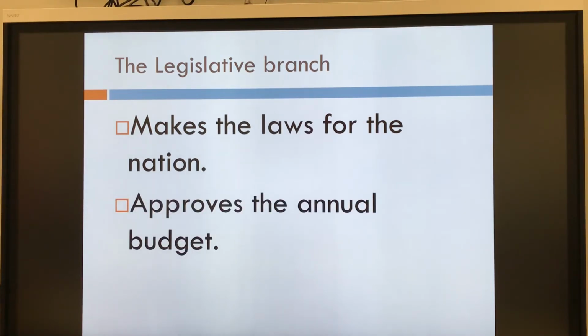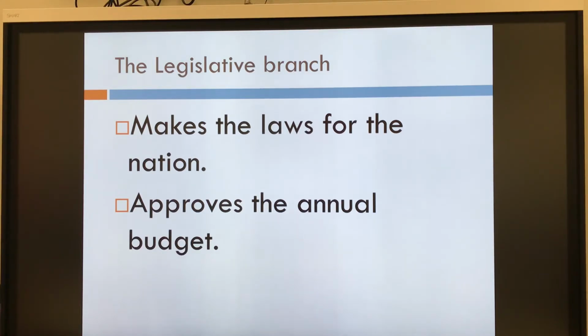The next thing the legislative branch does is they approve the annual budget. The budget of America is the money that we plan to spend. And the job of the legislative branch is to approve that. We'll find out later on that the president makes the budget. The president gets to decide how to spend the money. He comes up with the plan.